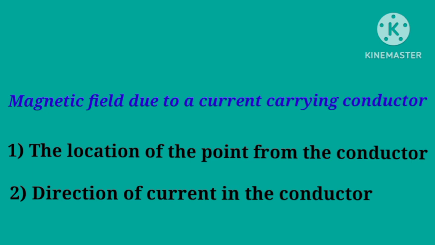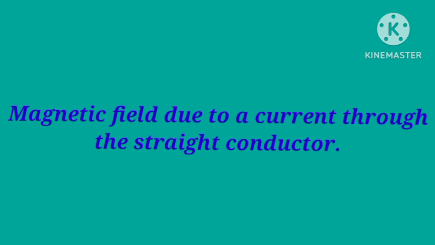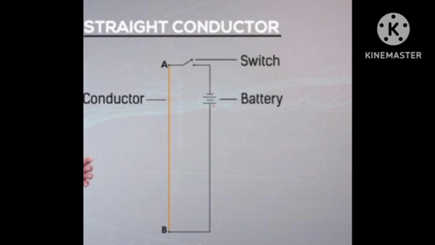Next concept is magnetic field due to a current carrying conductor. The magnetic field at a particular point depends first on the distance of the point from the conductor, and second on the direction of current in the conductor. Let's see the magnetic field due to a current through a straight conductor. We have to find the magnetic field around this wire. We connect it to a battery to flow the current.